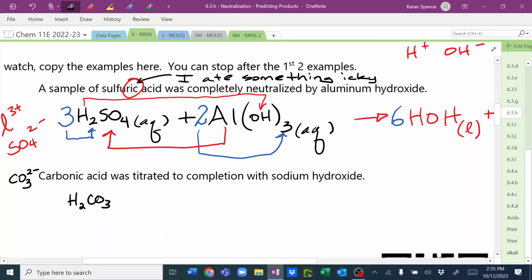Do you care if you know what titrated is at this point? No. It was titrated to completion with sodium hydroxide, NaOH. So we are going to end up with water. And who is our other product? Na2CO3, yes.